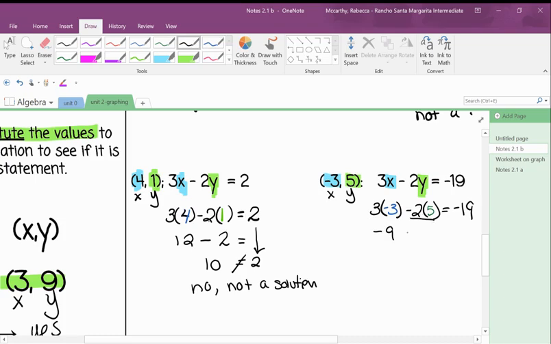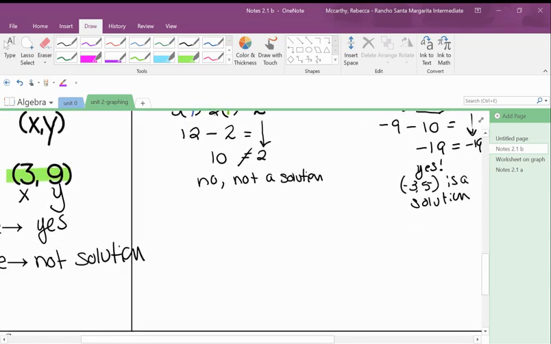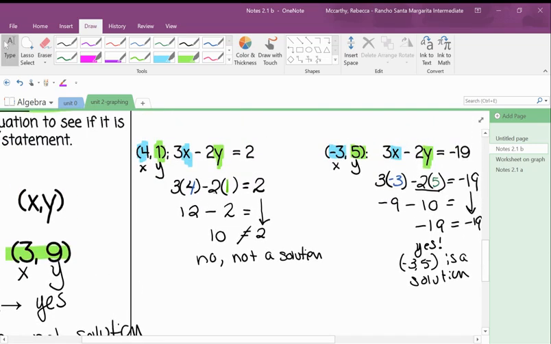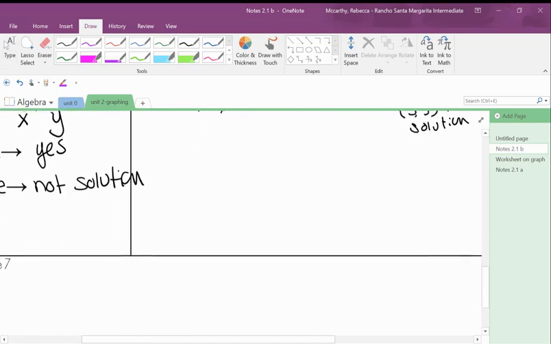And I have to do this first, minus 10. And both of these are negative, so I'm adding them, and I get -19. It does equal the other side, so yes, it is a solution. (-3, 5) is a solution. Okay. In other words, if I were to graph this equation, this point will be on that line. Or if I would create a t-table, that point would be part of my t-table. That's it.